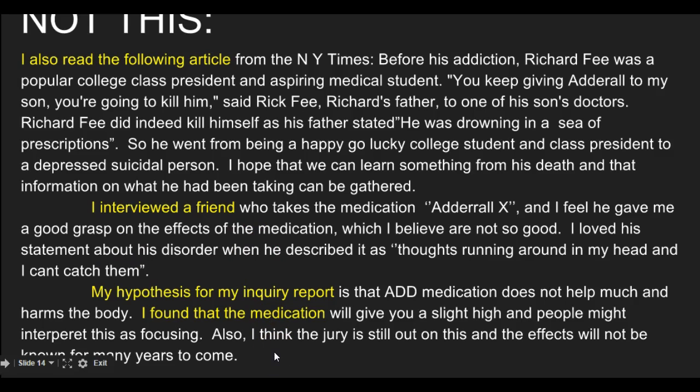However, if we wanted to look at the topic of ADD medication, some of the issues might be side effects. Do ADD medications make people uncomfortable? An issue might be, do they work? Another issue might be, are there alternatives? And those are the major sections of your paper, not your research sources.